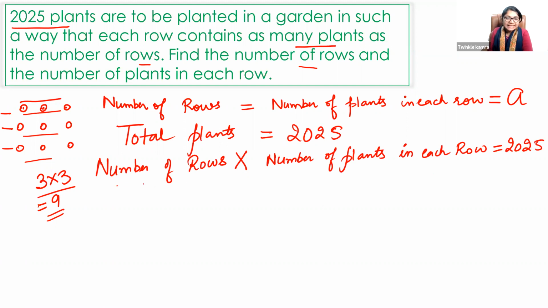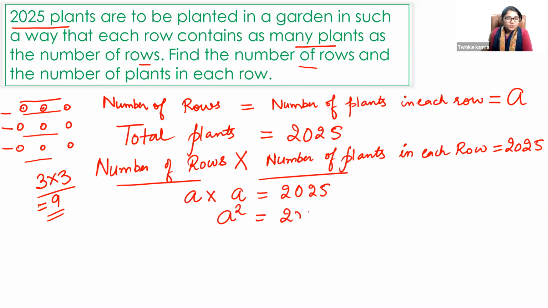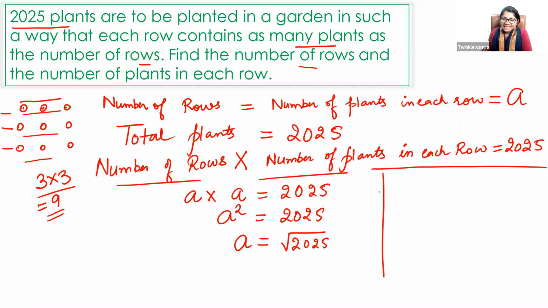Now you look, ये क्या है? Call it A. Into what is this? Call it A. What is this equal to? 2025, right? So simply that means A square is 2025. हमें क्या चाहिए? You need to find A. How do you get it? A is equal to square root of 2025, right? Now what do you do? अब इसका स्क्वायर रूट निकाल देते हैं.